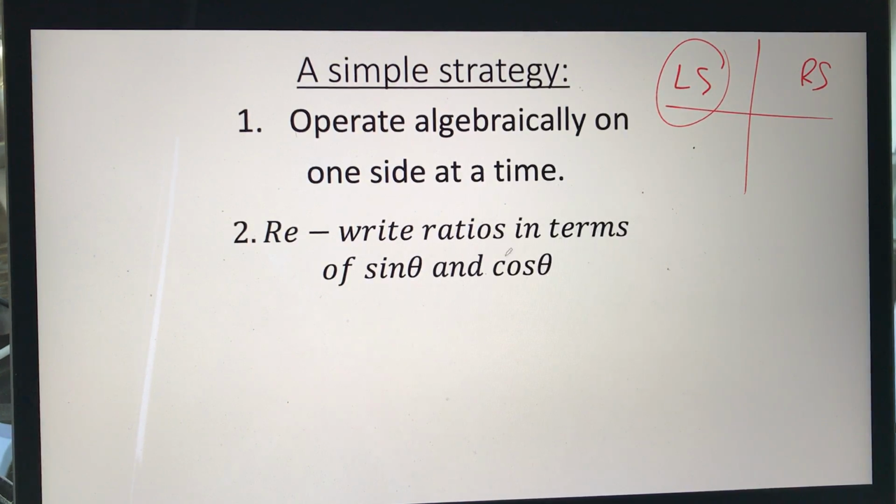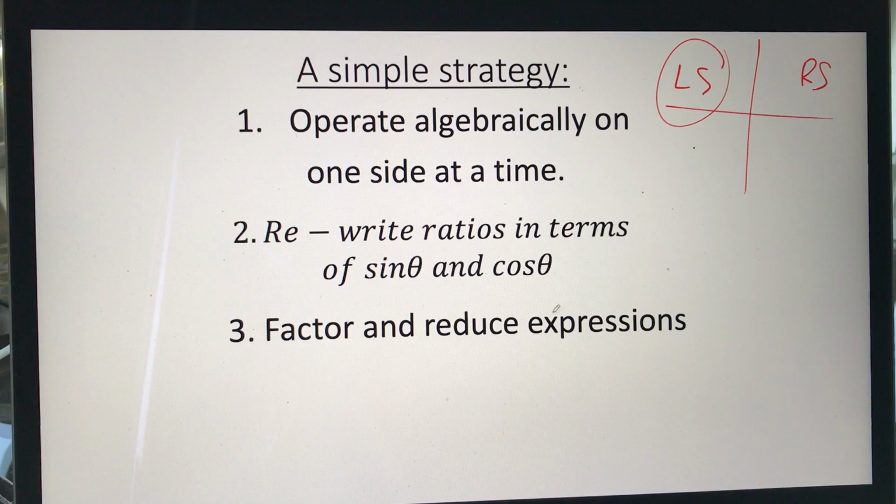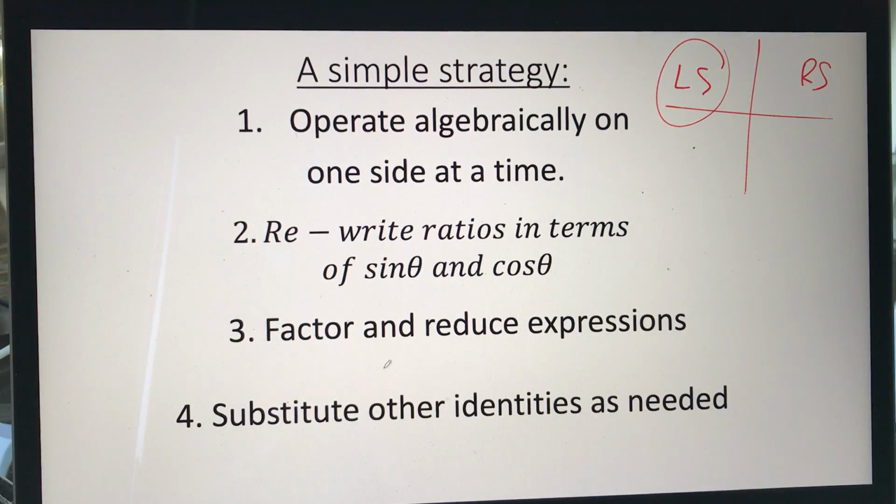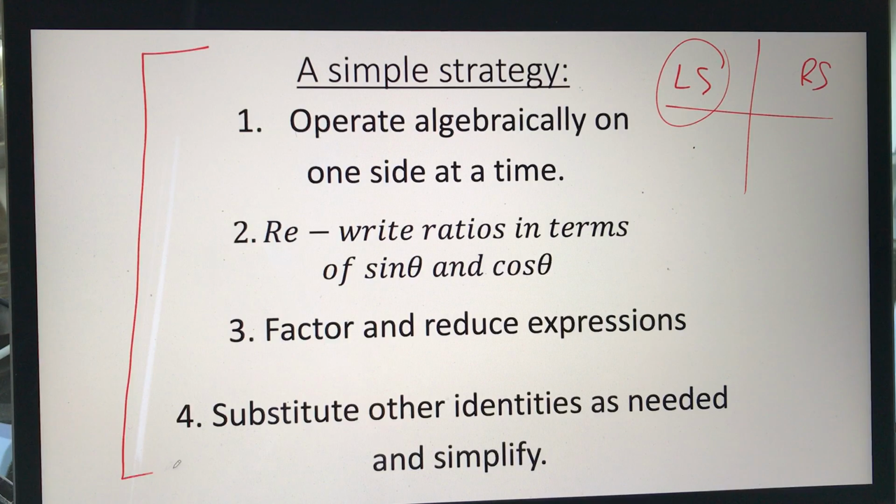Then we're going to rewrite everything in terms of sine and cos. Then we're going to factor and reduce expressions. And then we can use substitution of other kinds of identities as we need, and then simplify. So this strategy is important for us to get through those trig identities.